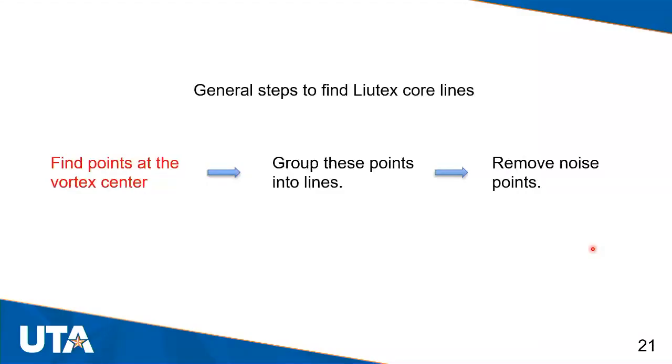Then this is the general idea to find the Liutex core line. We first find the points at the vortex center. We scan the domain and find points. And then we group these points into lines. Then we remove some noise points. So let's look at how to find points at the vortex center.